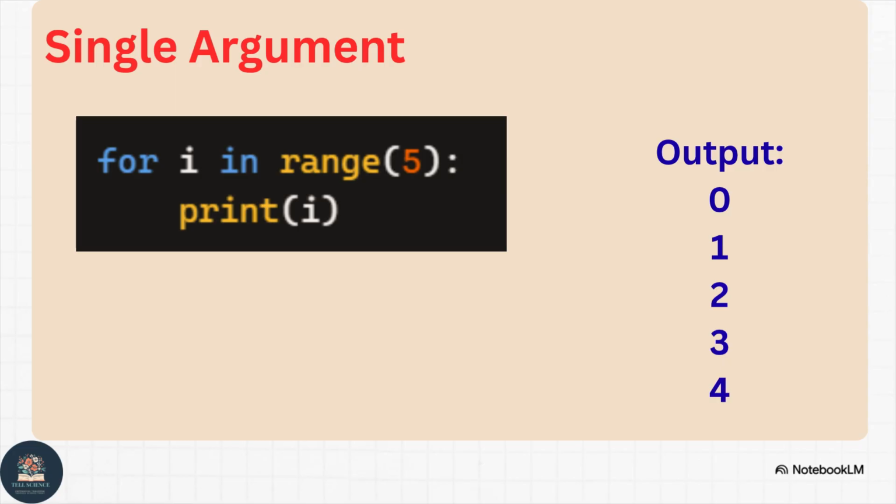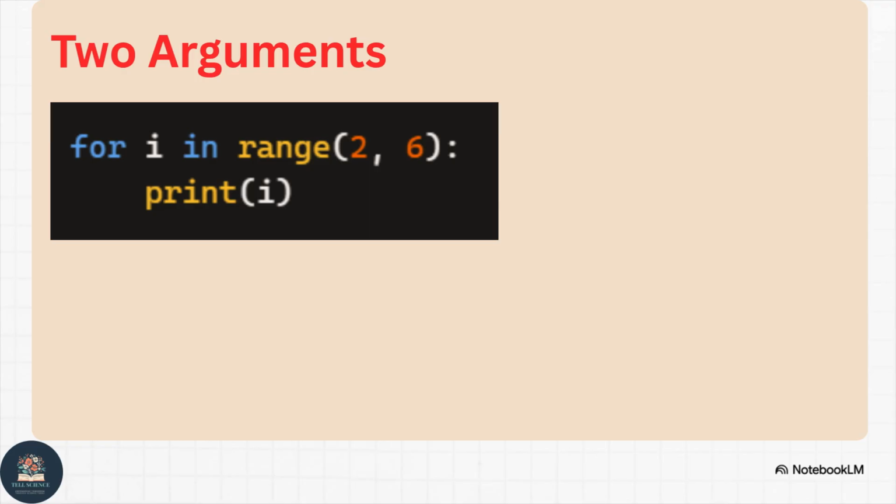Okay, next up, 2 arguments. This is where you get to set your own start and end points. So if we say range(2, 6), our loop is going to start counting at 2, and again, it stops right before it hits 6. So you get 2, 3, 4, and 5.